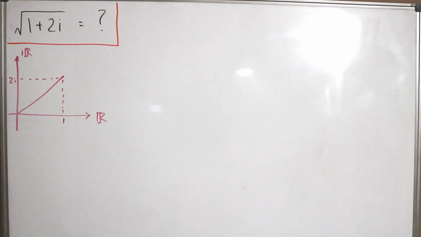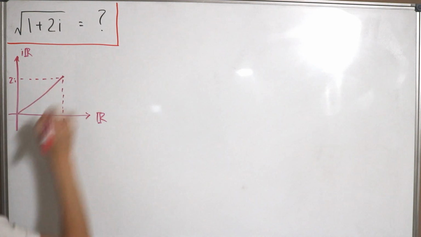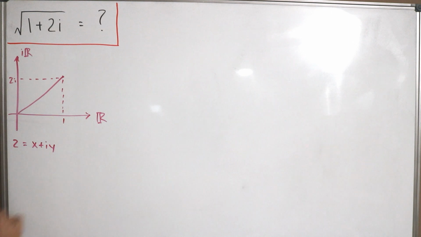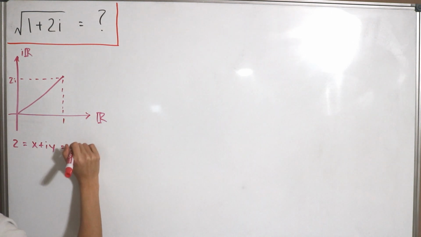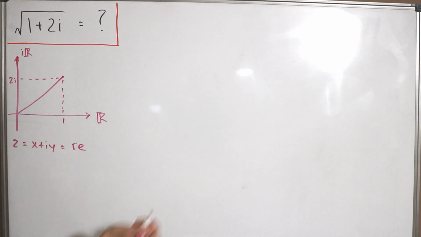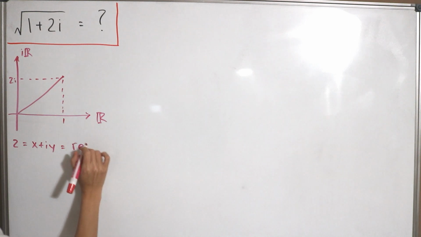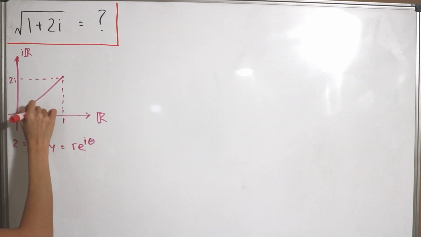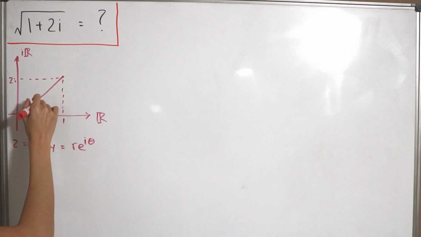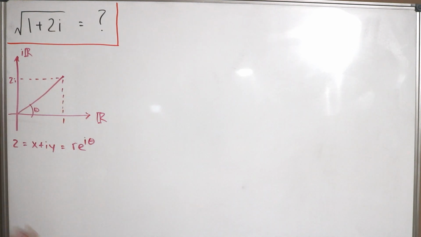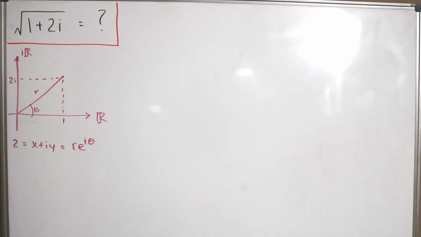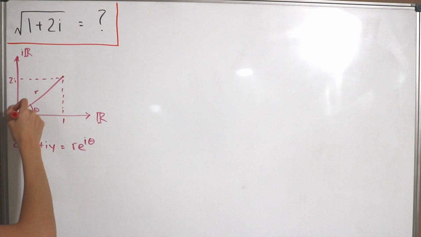Now we want to find the polar representation. We know that any complex number z of the form x plus iy can be represented in the following polar form: r, being the radius or length of the distance, multiplied by e to the power i theta, theta being the measure of the angle from the real axis all the way up to where the line is drawn. I've labeled r over here for the length of our point.